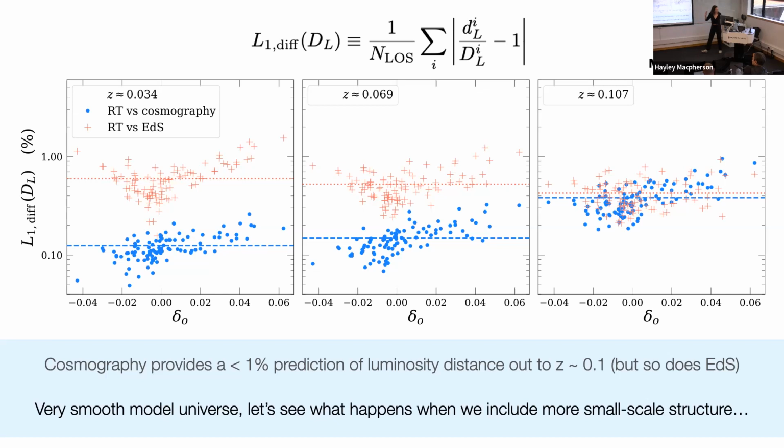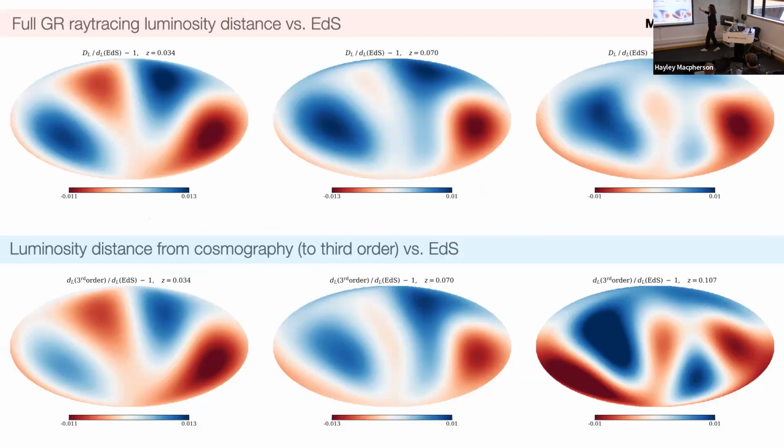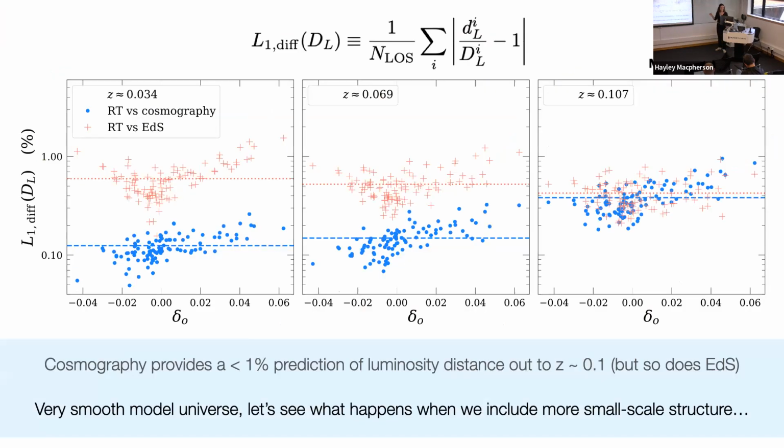But so we can actually quantify this difference by comparing the luminosity distance at each point on this map and calculating the L1 difference across the sky for a set of, here I think it's 100 observers. And so here we're looking at the L1 difference, which is given up here, between the ray trace luminosity distance and the cosmographic approximation shown by these blue points, and the ray trace luminosity distance versus the FLRW distance, which is shown by these red points. Again, as a function of the observer's local density for 3 different redshifts here.